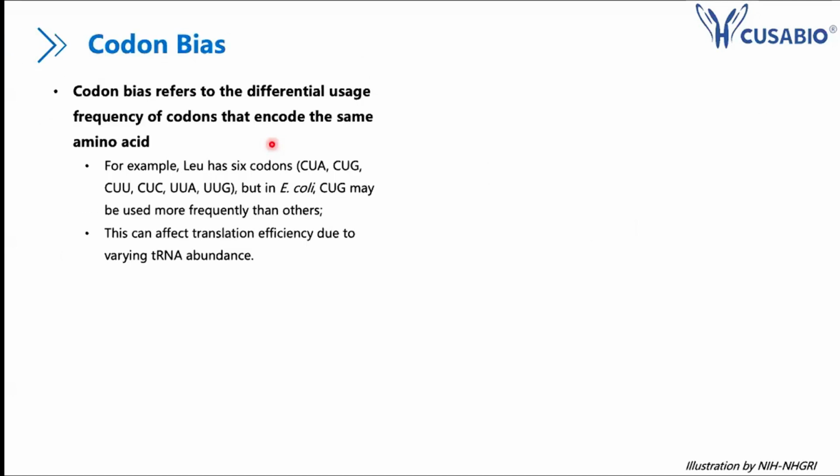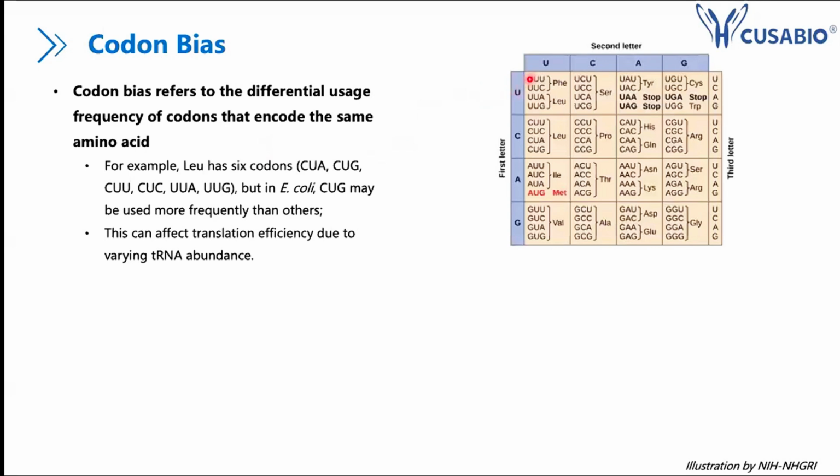The last part for the key challenge is about codon bias. Codon bias refers to the differential usage frequency of the codons that encode the same amino acid. For example, leucine has six different codons, but in E. coli, CUG is the most frequently used one. And because of less frequent use, it can affect the translation efficiency.